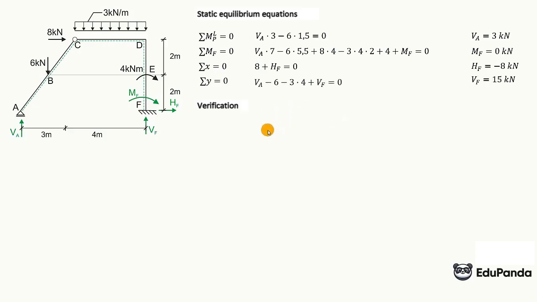We can perform a check. I did a check here by summing up the moments at the joint for the entire system. And indeed, the left side equaled the right. Now the problem arises for the oblique bar.